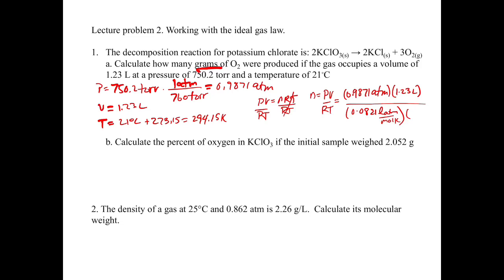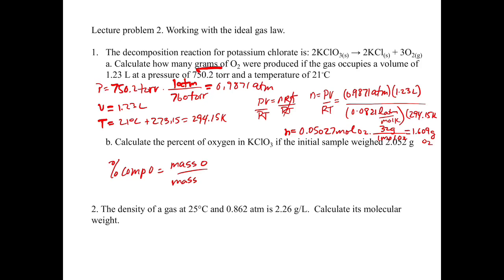So then in the second part, this just asks for a percent composition. So calculate the percent of oxygen in KClO3 if the initial sample weighed 2.052 grams. So we know that percent composition of oxygen is going to equal the mass of the oxygen divided by the mass of the sample times 100. So in this case, the mass of the oxygen was 1.609 grams. Divide that by the mass of the sample, which is 2.052 grams. We multiply that by 100, and we get 78.4% is the percent of oxygen in that sample.